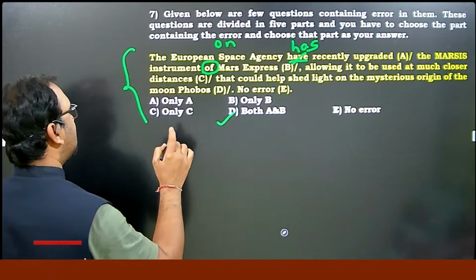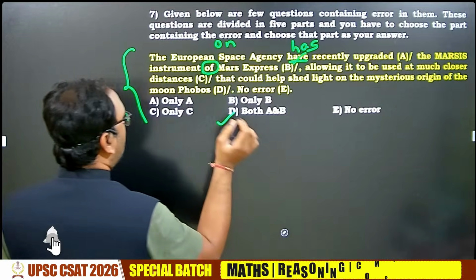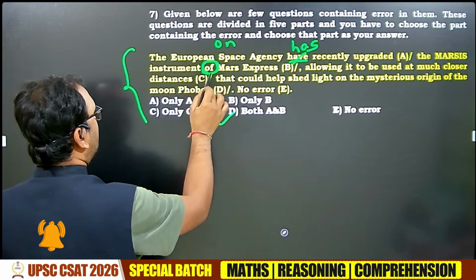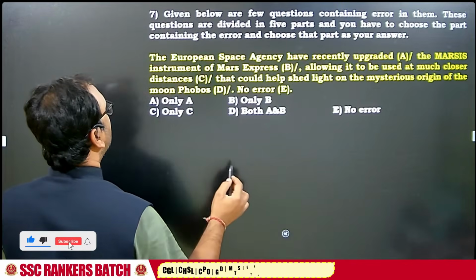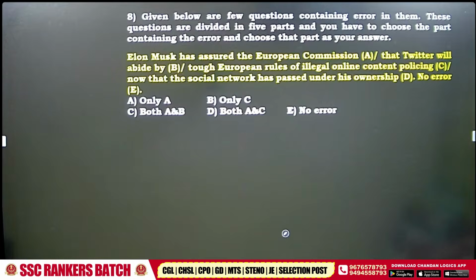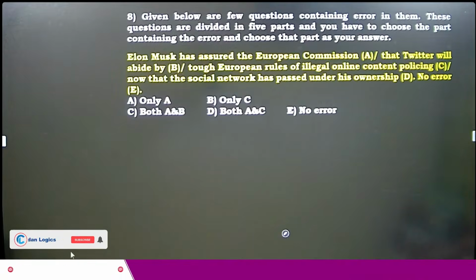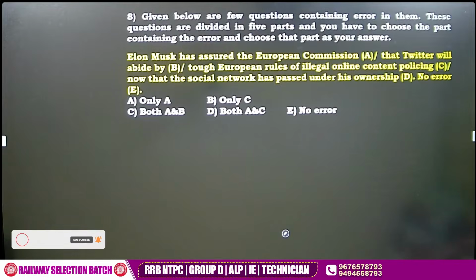In this sentence, there are two problems. One problem is subject verb agreement and another problem is preposition, but this can be understood only if you understand the meaning of the sentence. Question number 8, my dear friends. Can you try the answer? I can give you only 20 seconds time. Speed up your answers, guys.